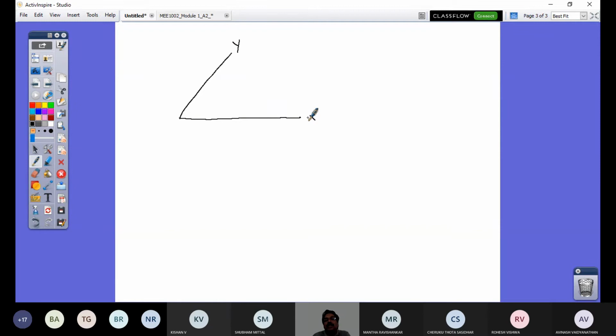Since I take the horizontal x axis by default, and the y dash axis I put is inclined to this horizontal by 60 degrees. So this is the axis set. They are not a rectangular coordinate system. They are not a Cartesian coordinate system.